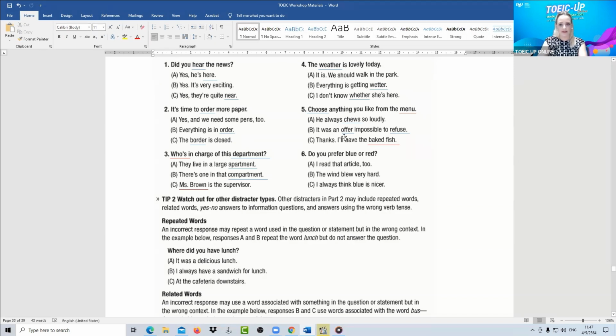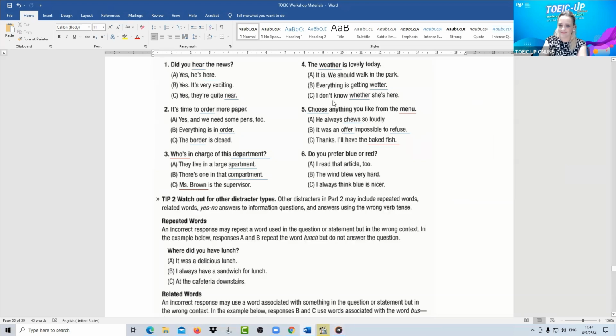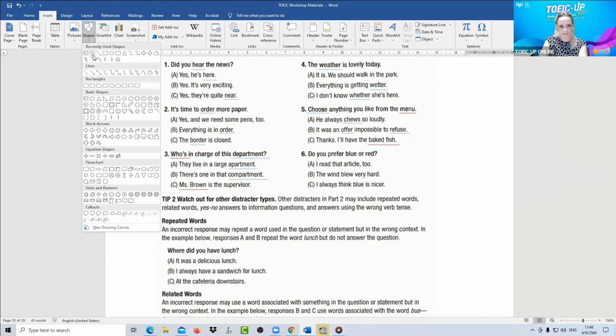Okay, so there are quite a lot of distractors in question 5. Let's look at question 6. Number 6. Do you prefer blue or red? A, I read that article too. B, The wind blew very hard. C, I always think blue is nicer.